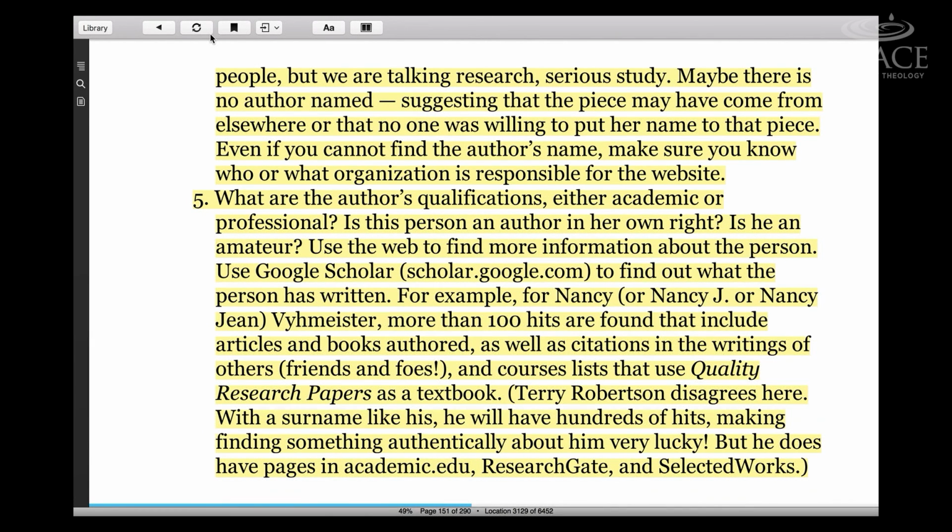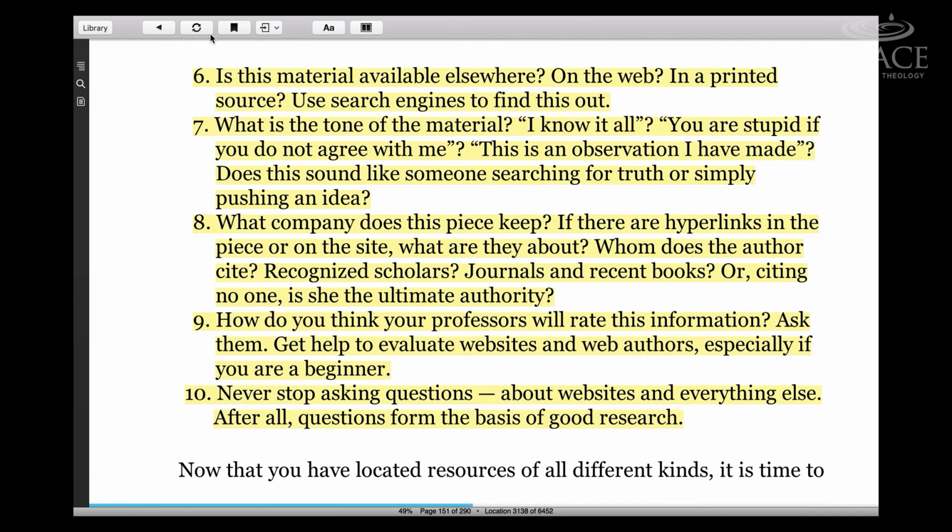And so while some of it might be good, what we're trying to do is serious research. And so you want serious scholarship. You want to interact with serious scholarship. So if it's a person that you just never heard of, or if they're not willing to put their name to it, I probably wouldn't go there. Does the website have the qualifications of the author, the academic credentials? So that's something to look for there. Is the material available elsewhere? If it's available in a printed source, that's probably a more reliable place to go.